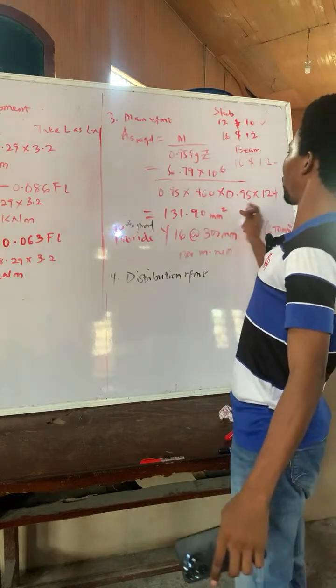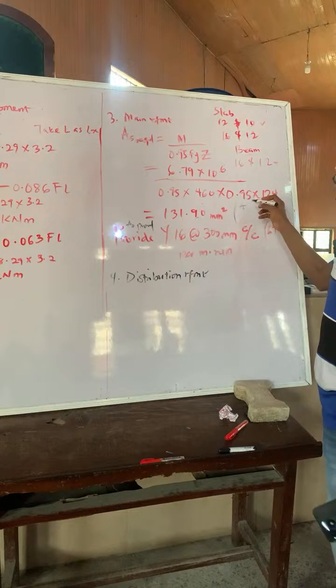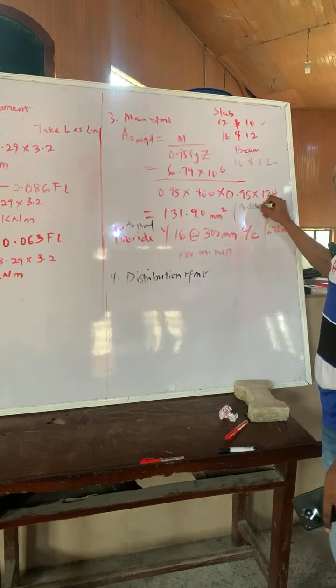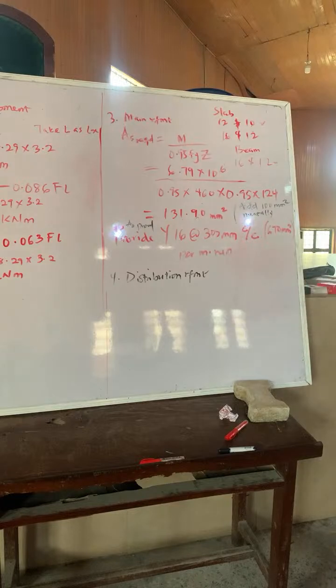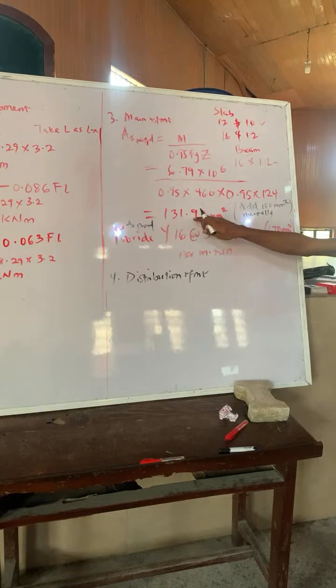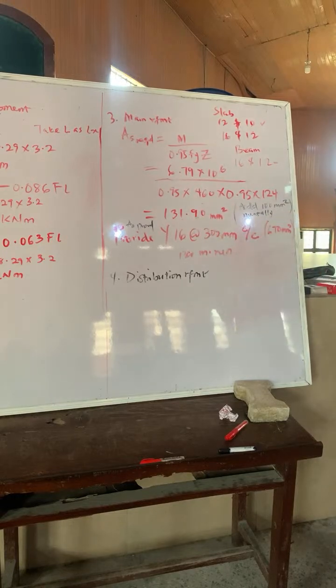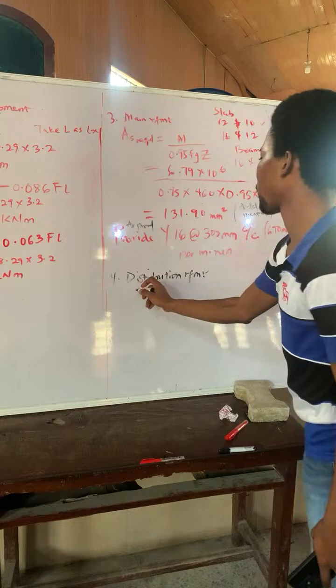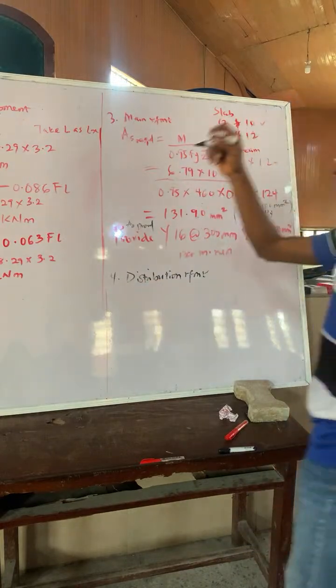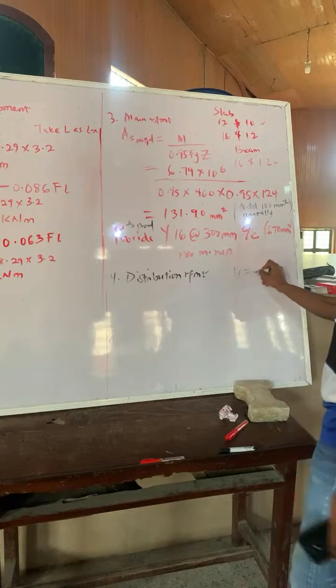Yes, for this, you add 100. Okay, let me write it here. Please don't write it in your exam. Add 100 millimeter squared mentally. Don't write it down, just add 100. That will be 231.90. Then you go to your reinforcement table. The upper one is for slab, while the lower one is for beam. So now for distribution reinforcement, we are doing high yield because our fy is 460.